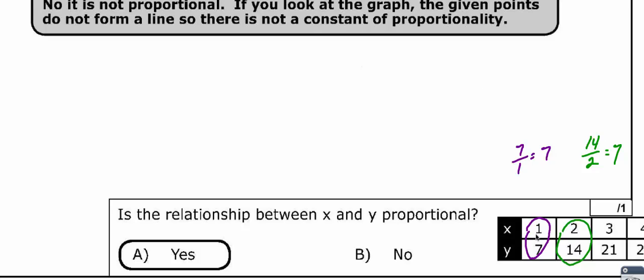If you look at any of those, the 7 divided by the 1, the 14 by the 2, the 21 by the 3, or the 28 by the 4, you will get 7. If you graphed those, they would be a straight line and they would go through 0.